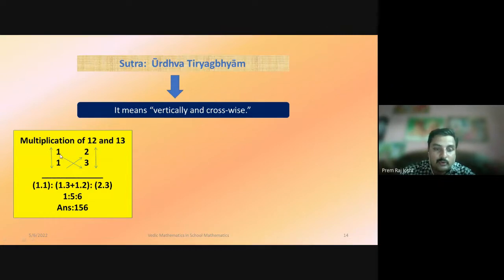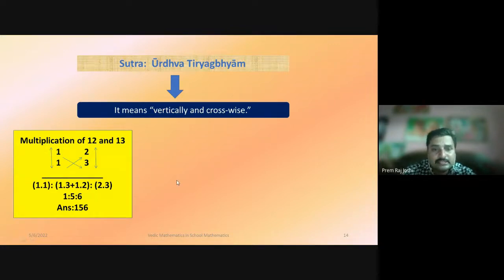The word simply implies vertically and crosswise. Vertically means we do vertical multiplication of the first and last digits: 1 is multiplied with 1, and 2 is multiplied with 3. In between, we multiply crosswise: 1 with 3 and 1 with 2. So we get 1, then 3 plus 2 is 5, and 2 times 3 is 6. The final answer is 156.